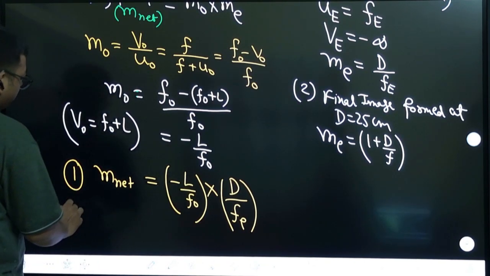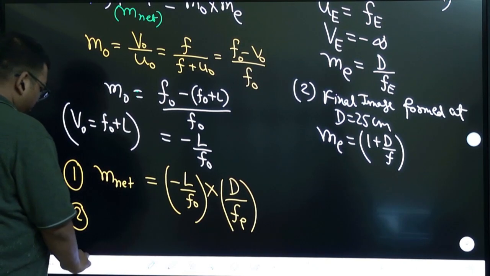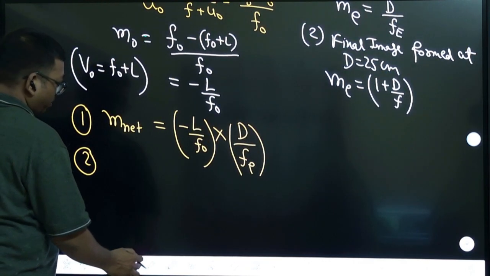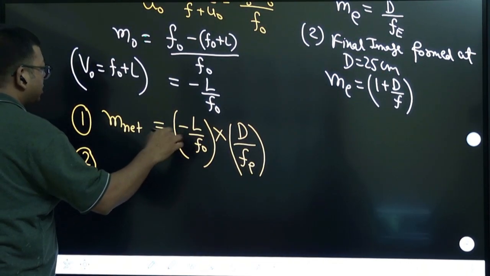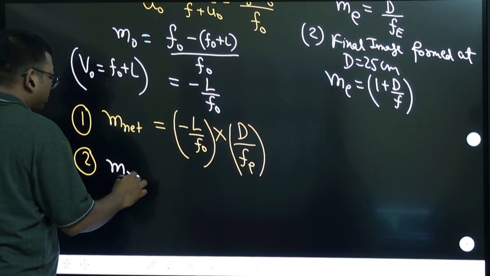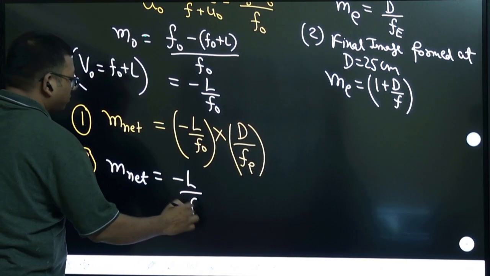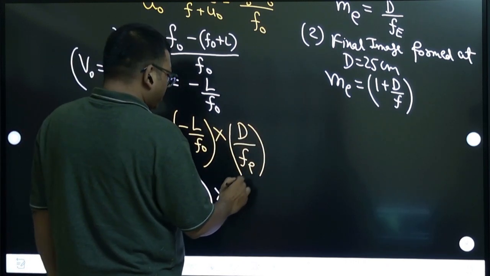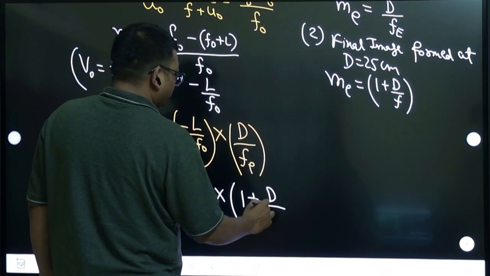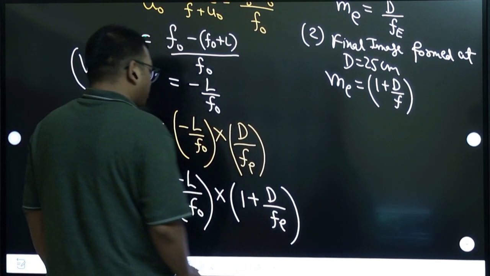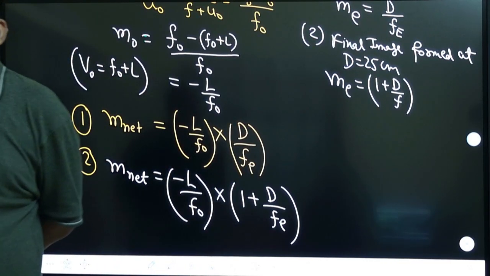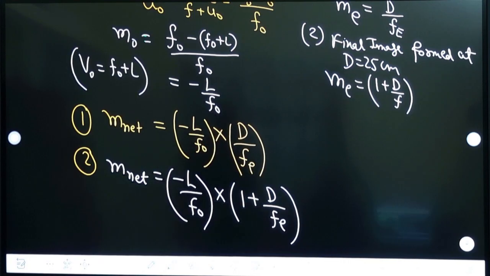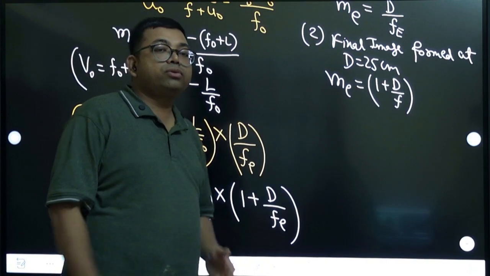And second case also, let us use the second case. In second case, this will remain same. Net magnification, this will remain same, minus L by FO. But that one will become 1 plus D by F. That's what the formula will be, right? So these are the two cases where we can quickly solve problems on this. Okay. So that's what it is. Compound microscope is over. Then we will go into telescope.